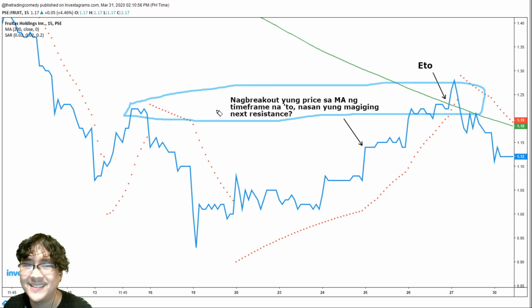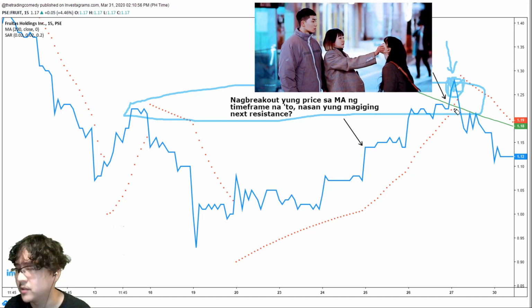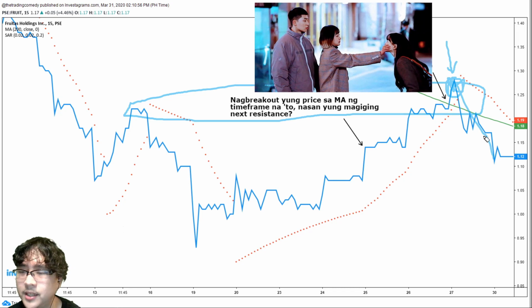So we didn't even need to switch. But anyway, ito yung nakita natin for the 15-minute time frame. And we saw it clearly that it resisted, okay? It resisted a MA 200. It was a false breakout. This area was a false breakout. So it went back down here.